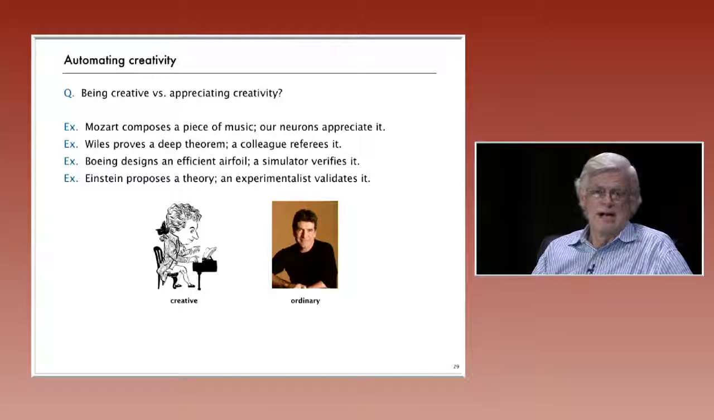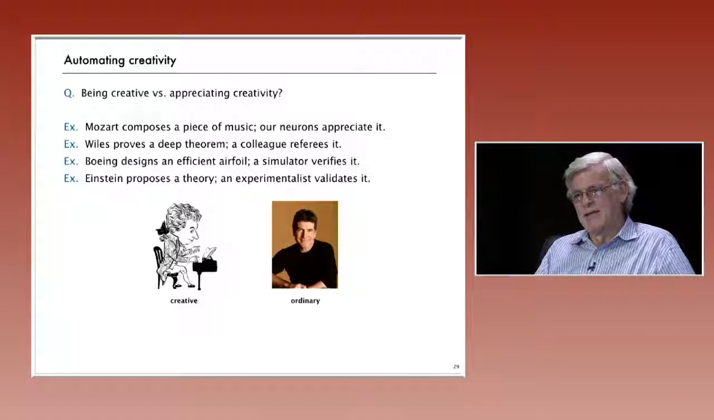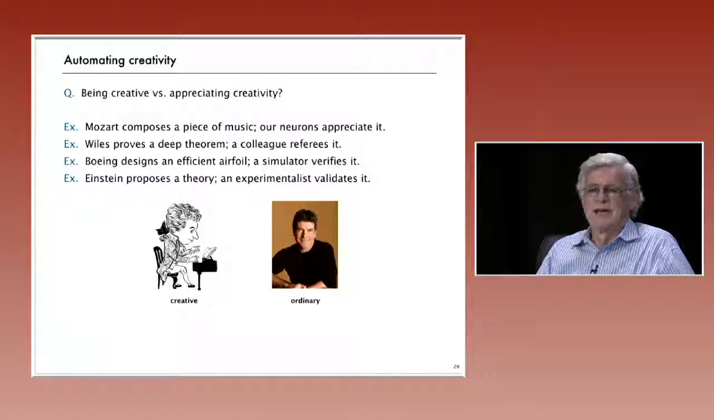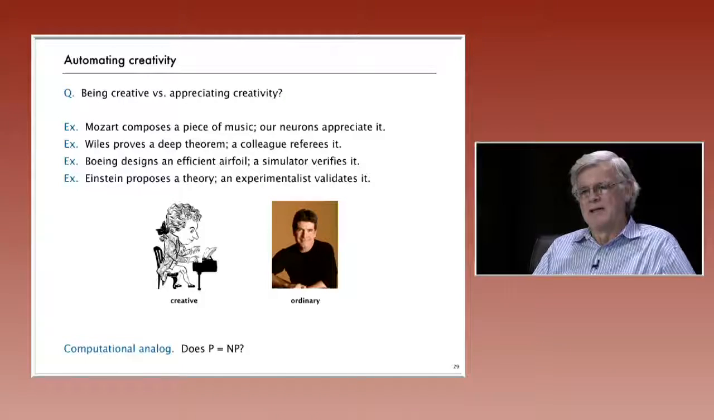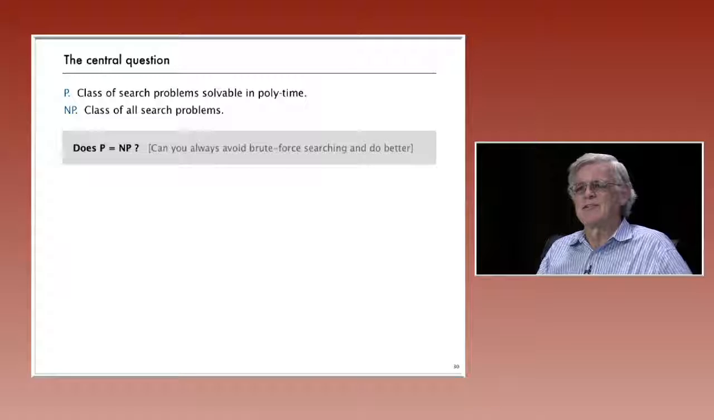So there's the creative: let's make something or come up with something. The analog to that is a solution to a problem, a search problem. And the ordinary thing to do is to check it. But if P equals NP, there's no difference. It's really like automating creativity. The computational analog to automating creativity is the P equals NP question. Is P equal to NP? That's the central question.